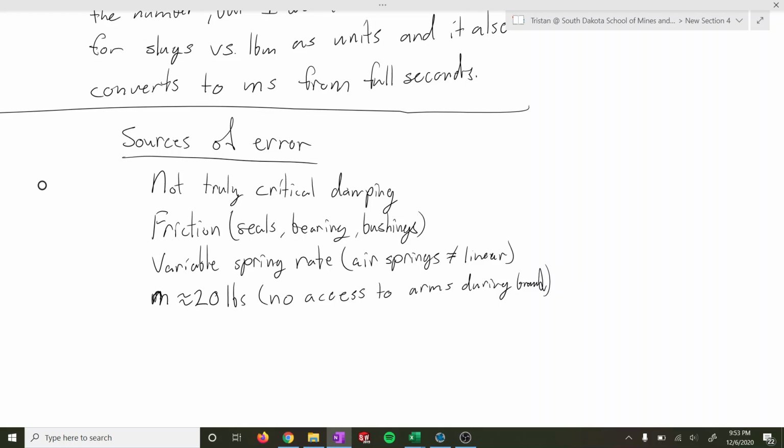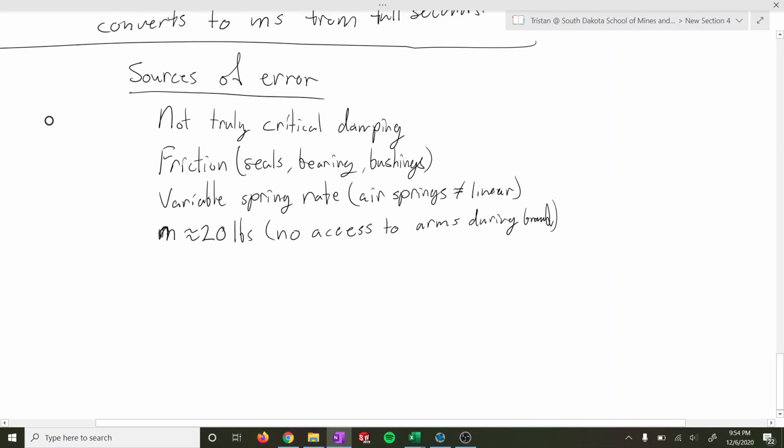We're trying to achieve that, so that's something that is going to induce some error between the results and the model. We're also going to have a lot of friction in seals and bearings and bushings, slowing everything down. And then we'll also have a variable spring rate, as air springs are not actually linear. And since I'm not on campus, I can't go and weigh how much all of the arms and everything weigh, so I'm just approximating at that 20-pound value.